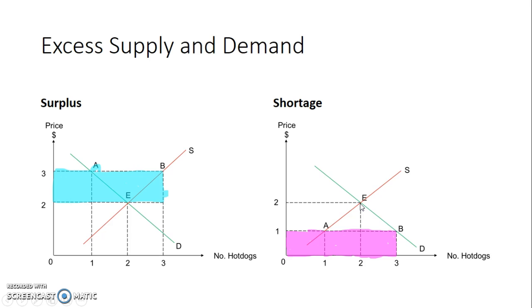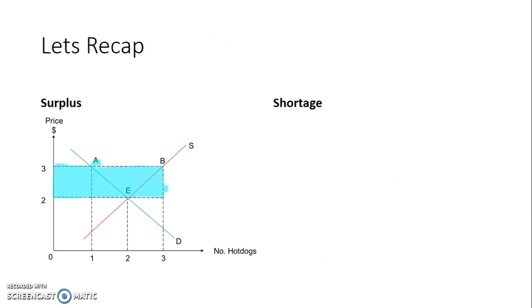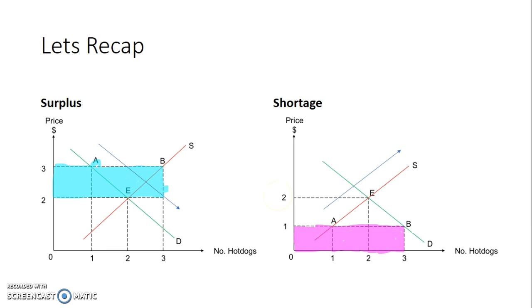Now, let's recap. So, we learned about demand, which is downward sloping, and we learned about supply, which is upward sloping, and equilibrium, where the demand curve intersects the supply curve. We have learned that the rise and fall of prices move up and down the demand and supply curve. As the price increases, the demand decreases and the supply increases, creating a surplus. As the prices reduce, the demand increases, the supply decreases, creating a shortage.